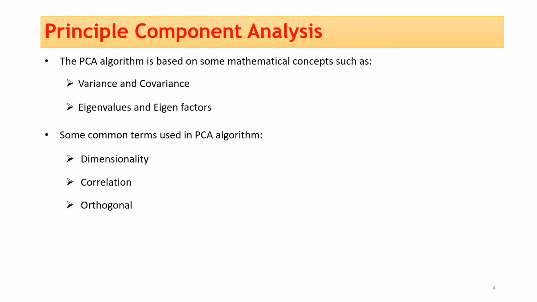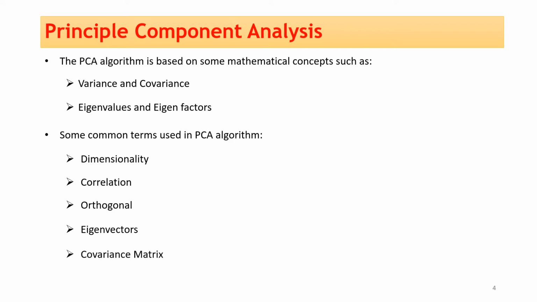Then the third term which we are going to use in the PCA algorithm is orthogonal. Orthogonal is basically defined as the variables are not correlated with each other, and hence the correlation between the pairs of variables is zero. Then the next term is the eigenvector. If there is a square matrix M and a non-zero vector V, then V will be the eigenvector if MV is a scalar multiple of V. This is nothing but the eigenvector.